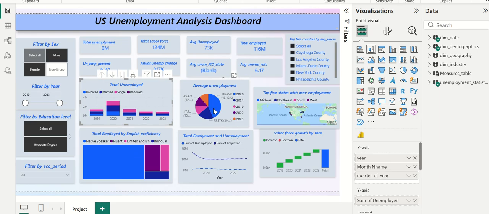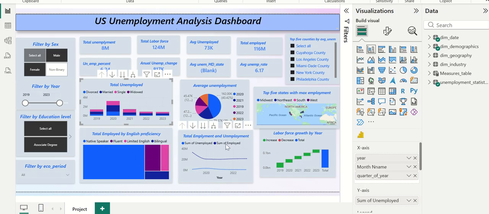Here I have a pie chart that shows the proportion of unemployment in different time intervals in different years. Here in 2020, there were many people unemployed. So this is a proportion. Here I have three maps that show the proportion of employment based on English proficiency. The high number of people employed were native speakers, as you can see, while the rest were a bit lower.